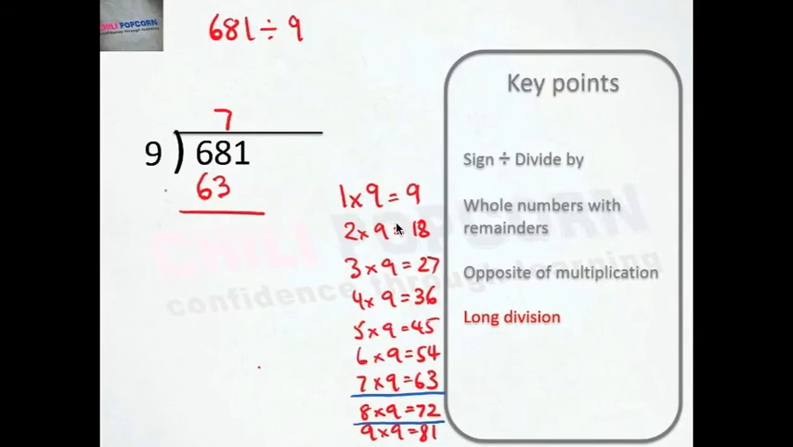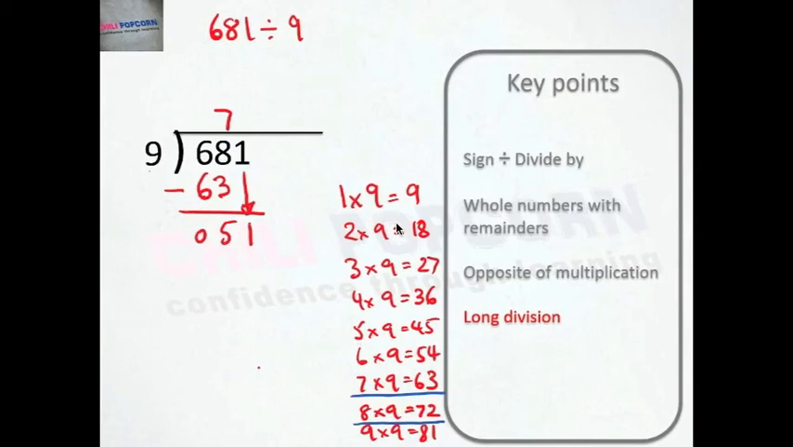Now I do a takeaway: 68 minus 63. So 8 minus 3 is 5. 6 minus 6 is 0. Now I bring down my next digit. I bring that down here and make that 51. Okay, so now I go back again and compare 9 and figure out how many times it's going to go into 51.